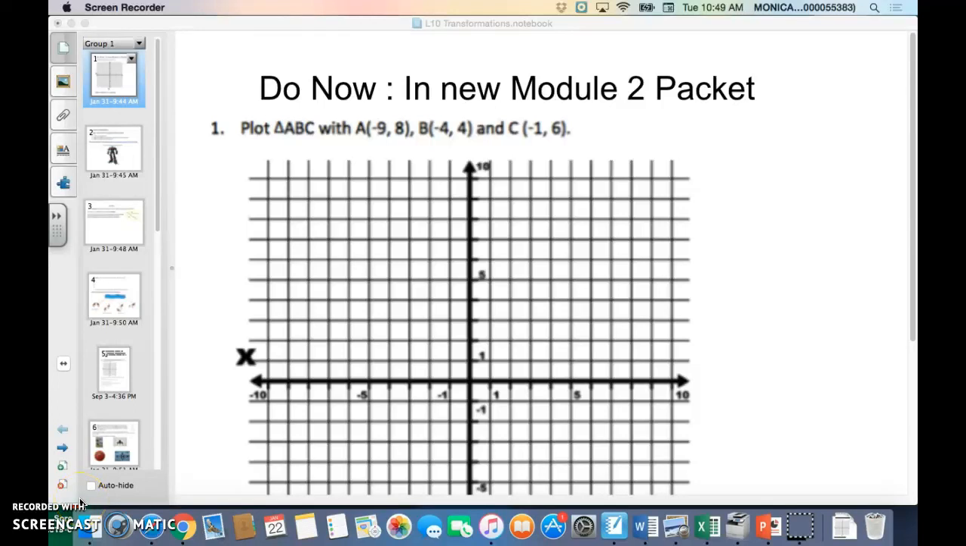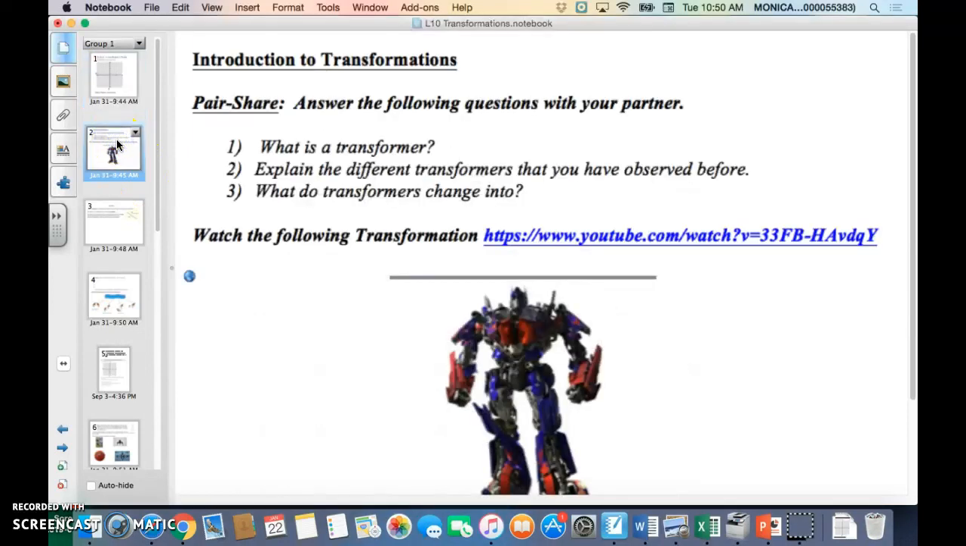All right, welcome to Module 2. We're going to be learning all about transformations in Module 2. So your warm-up for today was to go ahead and plot these points on the coordinate graph, and this is on page 1. You'll be using those in a little bit.